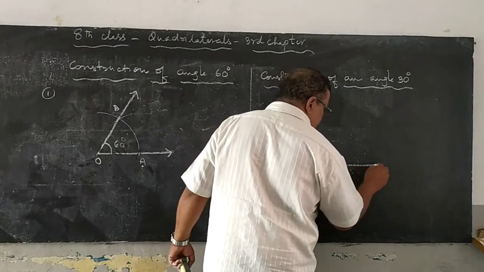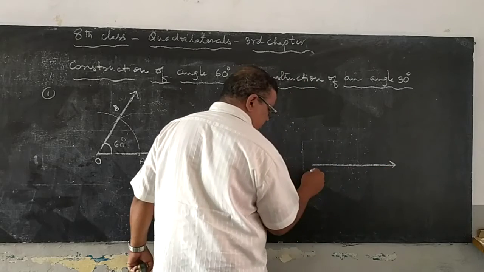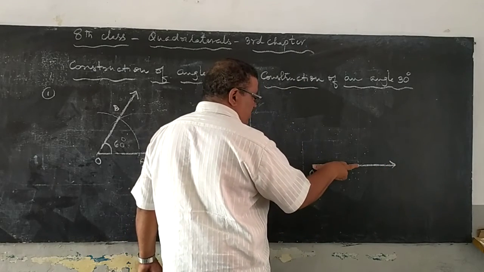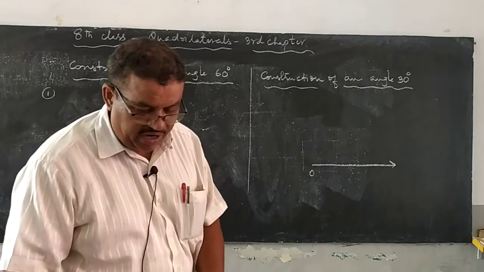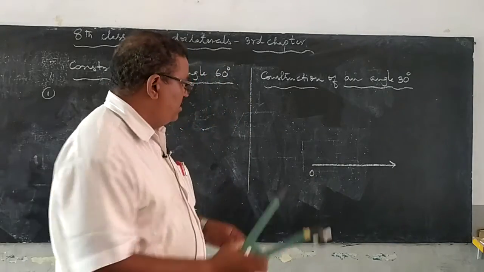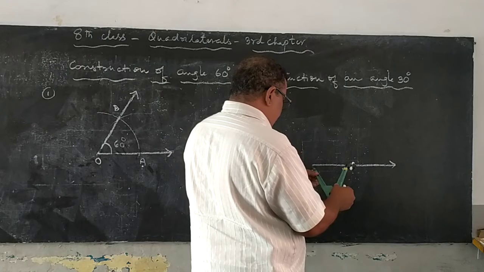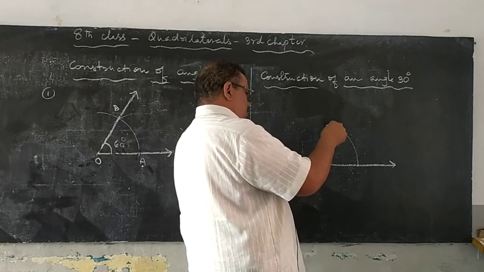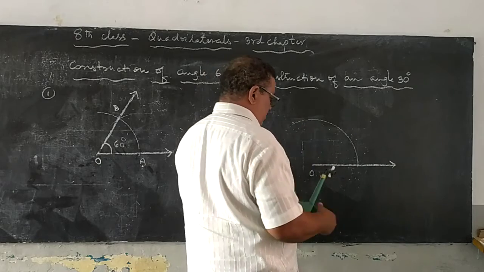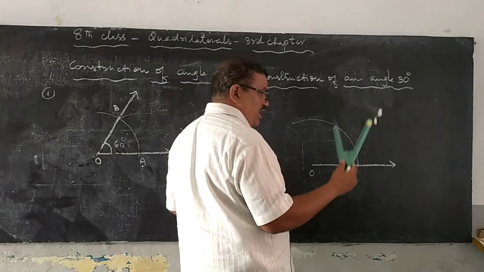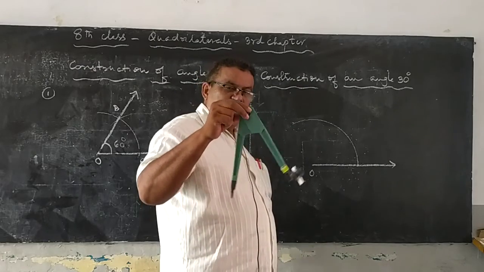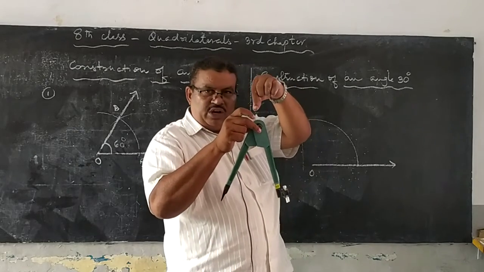Draw a ray OA with some convenient radius. Afterwards, with some convenient radius, take it with the compass. I have taken some convenient radius. Draw an arc. Okay, children? This leg you have to carry. Also, you have to hold the compass on the top of the compass only.